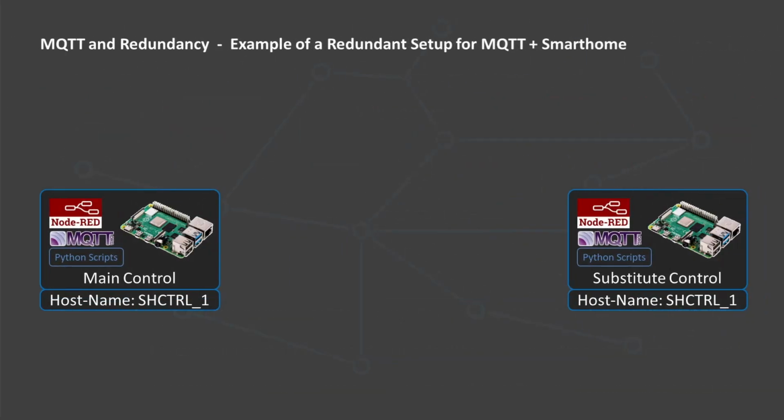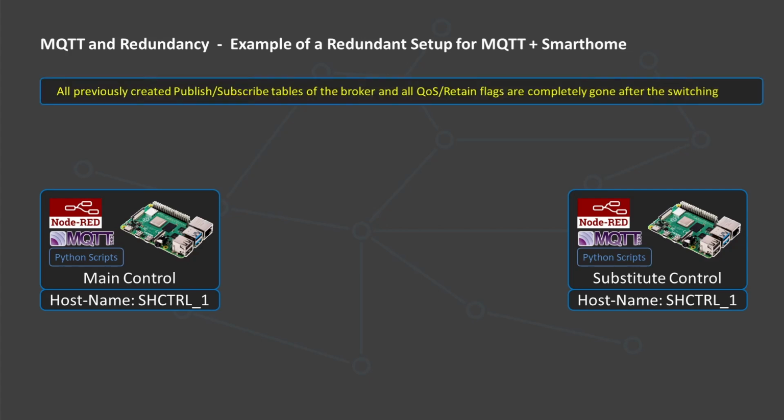This example shows clearly the power of MQTT and why I completely avoid the use of QoS 1, 2 or retain flags. All previously created publish-subscribe tables of the broker and all QoS or retain flags are completely gone after the switching. That's why from this point, any internal MQTT functions like retain are no longer available in the substituting system. After the switching, the substituting control runs a status request to all devices within the network.